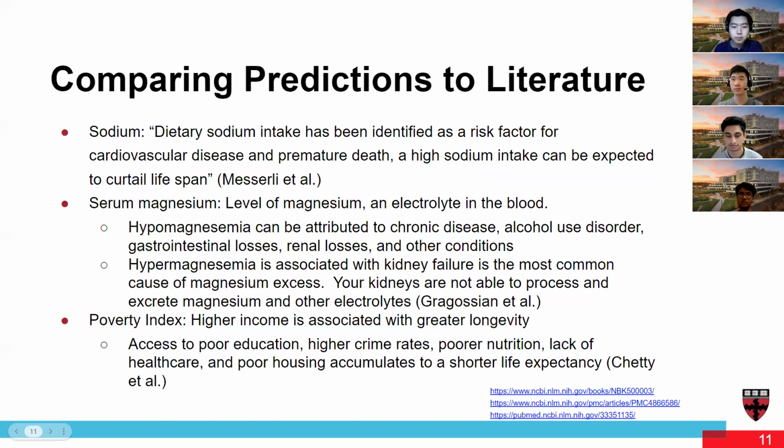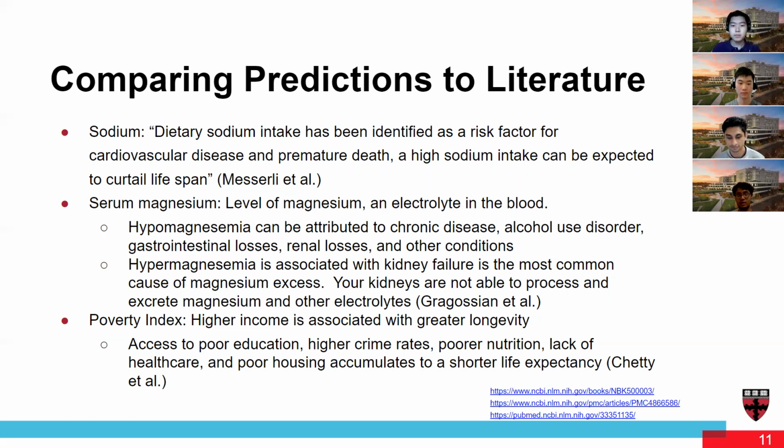The top predictors across our models align with what's currently present in medical literature. Excess sodium increases blood pressure because it holds excess fluid in the body, and that creates an excess burden on the heart. This damages blood vessels and arteries and ultimately leads to higher risk of cardiovascular diseases and ultimately premature death.